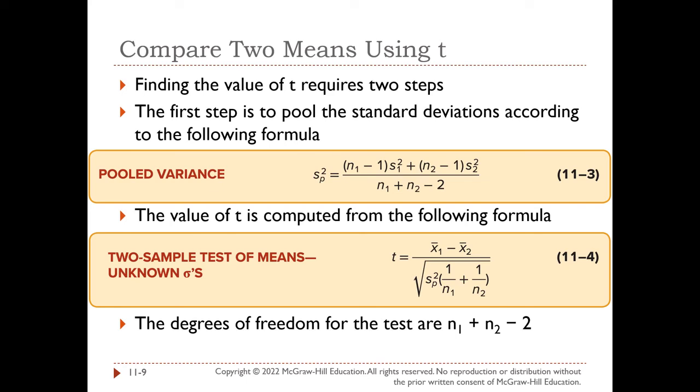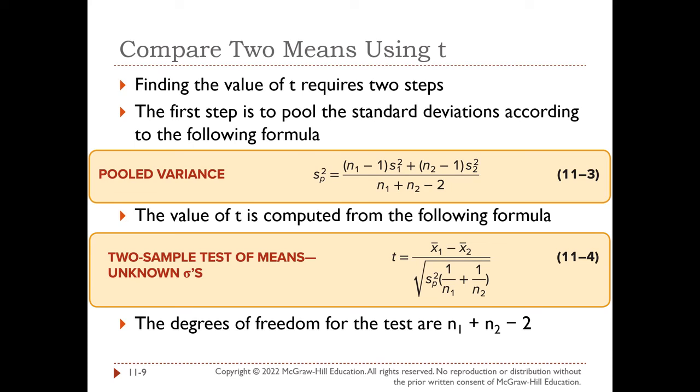Y'all thought the other one was going to look complicated. Here's a little bit more fun. Don't worry, we break it down. Okay, so finding the value of t requires two steps. Again, the first step is to actually pull the standard deviations according to the following formula. Remember, we assume that they're equal.